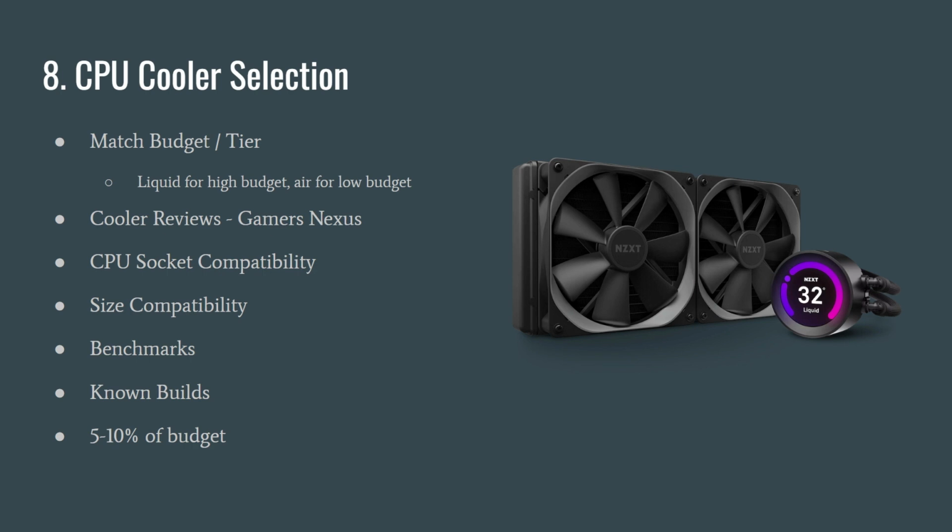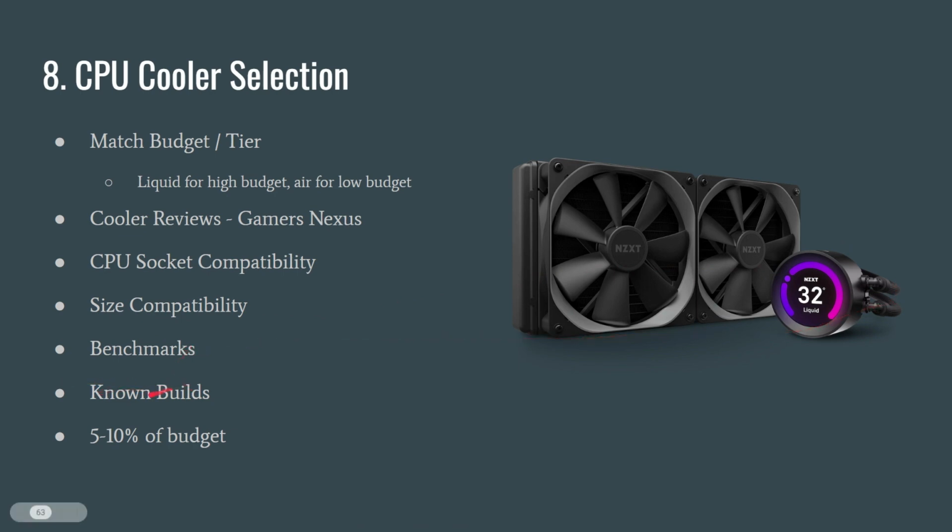So CPU cooler selection. We're just going to go right to selection. There's no specification because you really are just making sure that you match all the previous specs. So matching the budget, like we talked about, for liquid coolers for higher budget, air for lower budget, and matching the CPU socket compatibility, matching size compatibility, making sure that the cooler doesn't obstruct the RAM or anything like that.